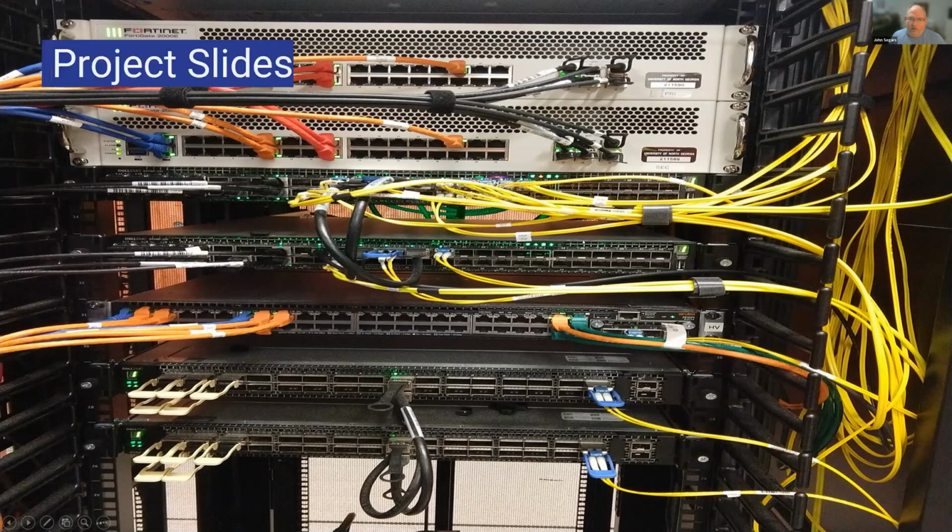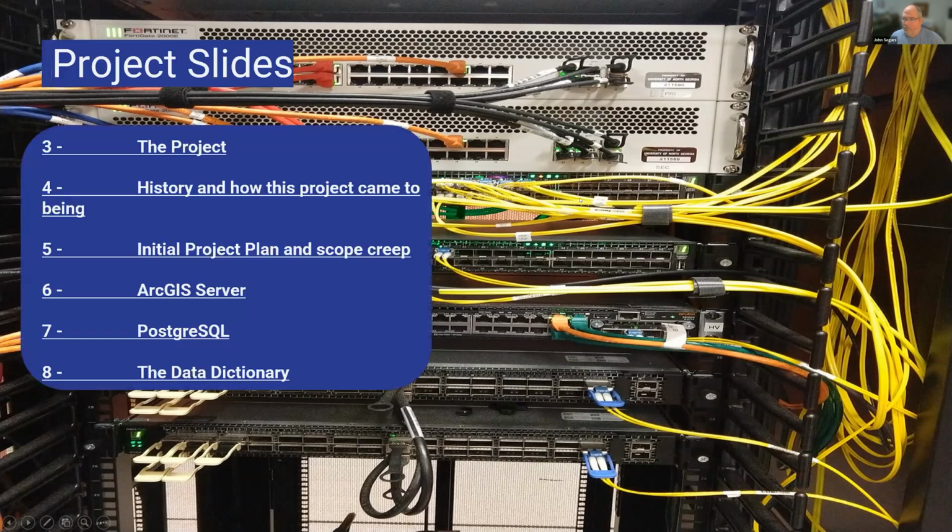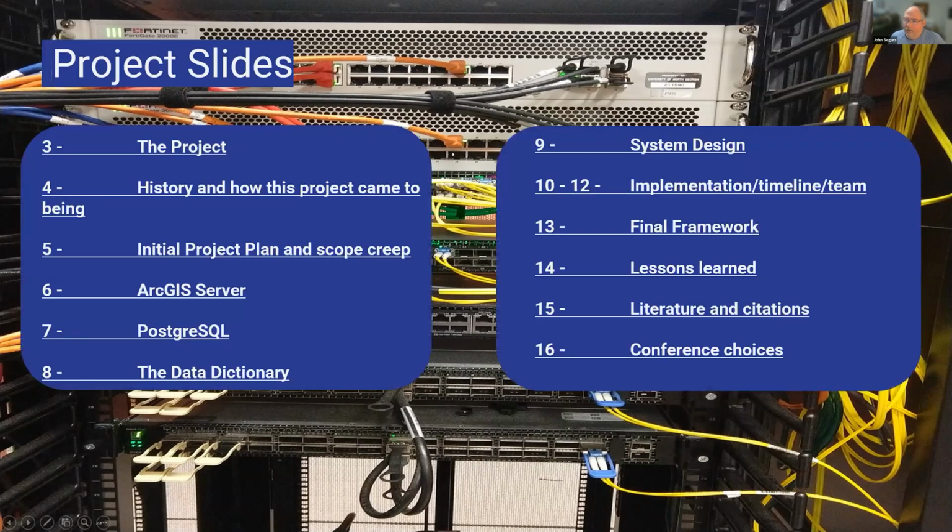The project slides we'll be looking at include the project itself, a history and how the project came into being, an initial project plan, and some unfortunate scope creep we encountered, the software used to develop the framework, the all-important data dictionary, a basic system design, implementation timeline, and team organization. The final framework, some lessons learned, some literature and citations used, as well as conference choices.